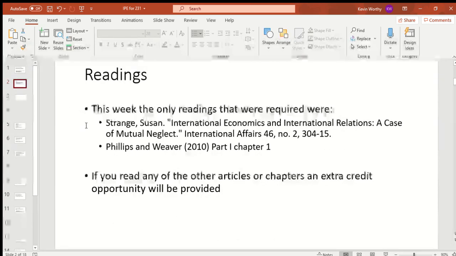For this week, we're only going to be covering the readings of Susan Strange and the first chapter of the Phillips and Weaver text. So these are the only two articles we're going to cover in the lecture. If you read any other articles that were listed in the syllabus or other chapters of the book, there'll be an extra credit opportunity at the end.